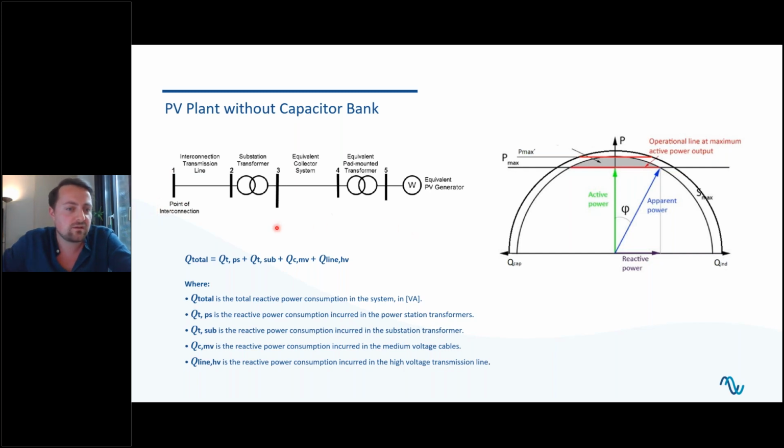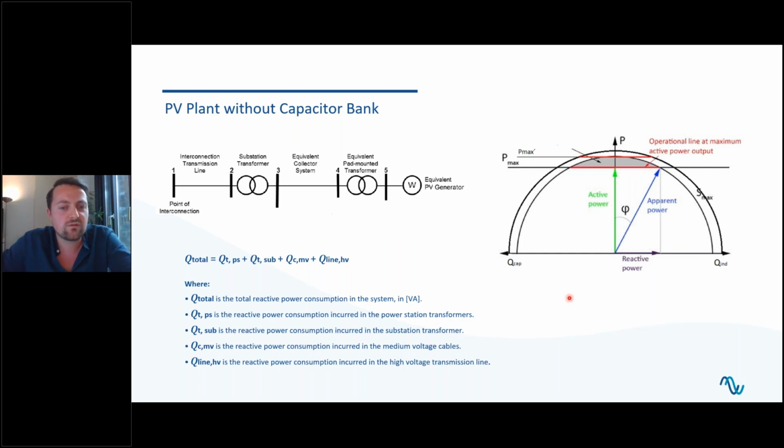So basically, in an ideal case where the transmission line and the collector system are fully loaded, and the requirement for the power factor at the point of interconnection is 1, so unity, we can calculate the reactive power losses of the plant by summing up the reactive losses of each component: the reactive consumption of the mount transformer, the collector system, the substation transformer, and also the transmission line. So we can come up with the value of the reactive power losses for this plant.